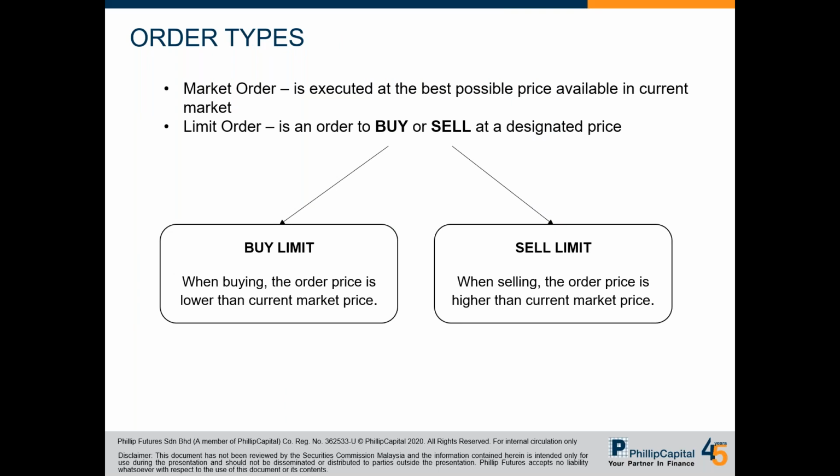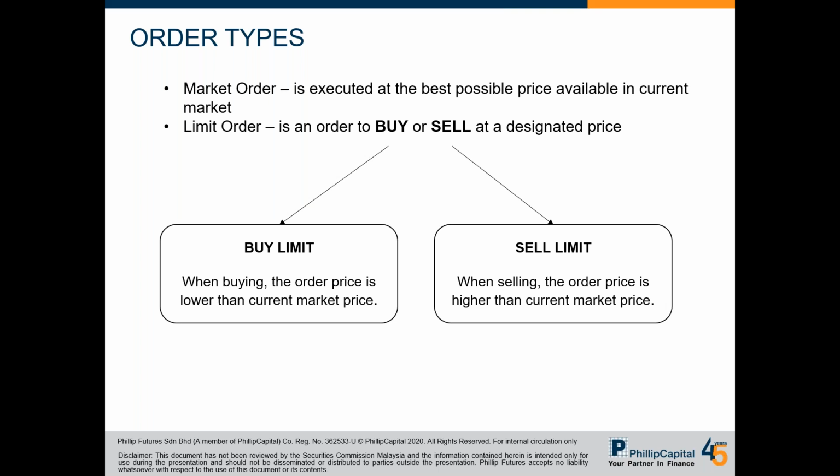Okay, next I will explain about order types. We have a few types of orders. The first one is the market order. A market order is an order to execute at the best possible price available in the current market. This type of order guarantees that the order will be executed but does not guarantee the execution price. A market order generally will execute at or near the current bid for a sell order or the ask for a buy order. However, it's important for investors to remember that the last traded price is not necessarily the price at which a market order will be executed.